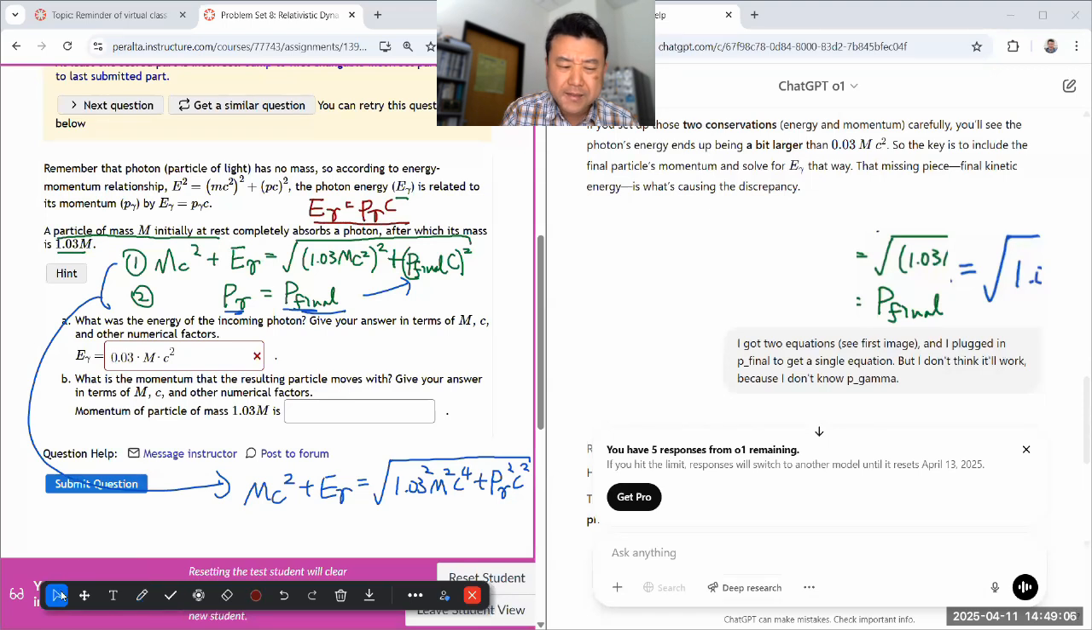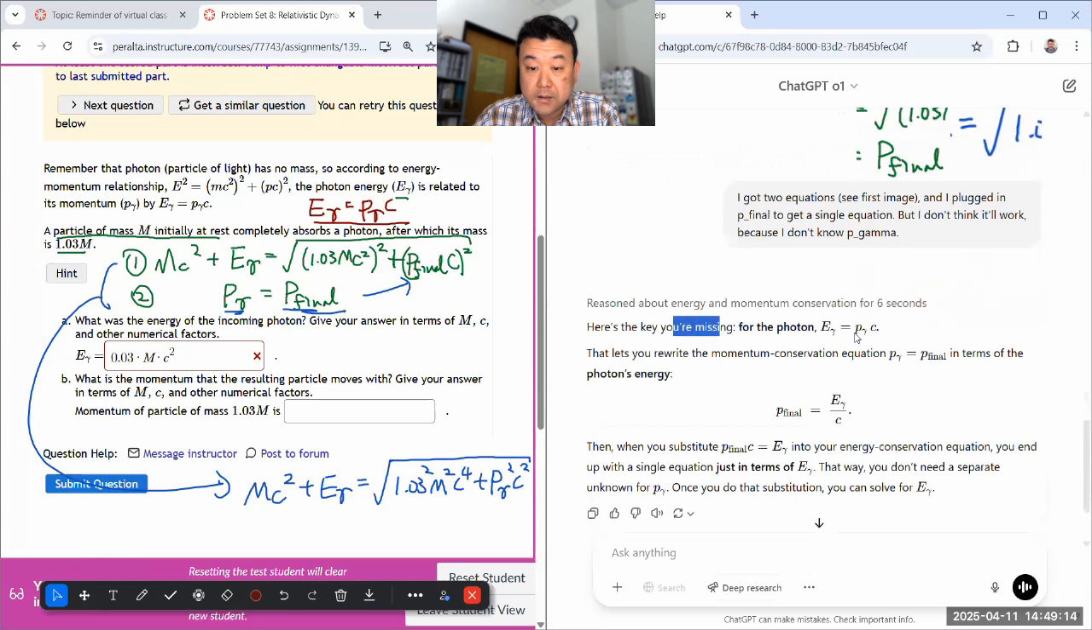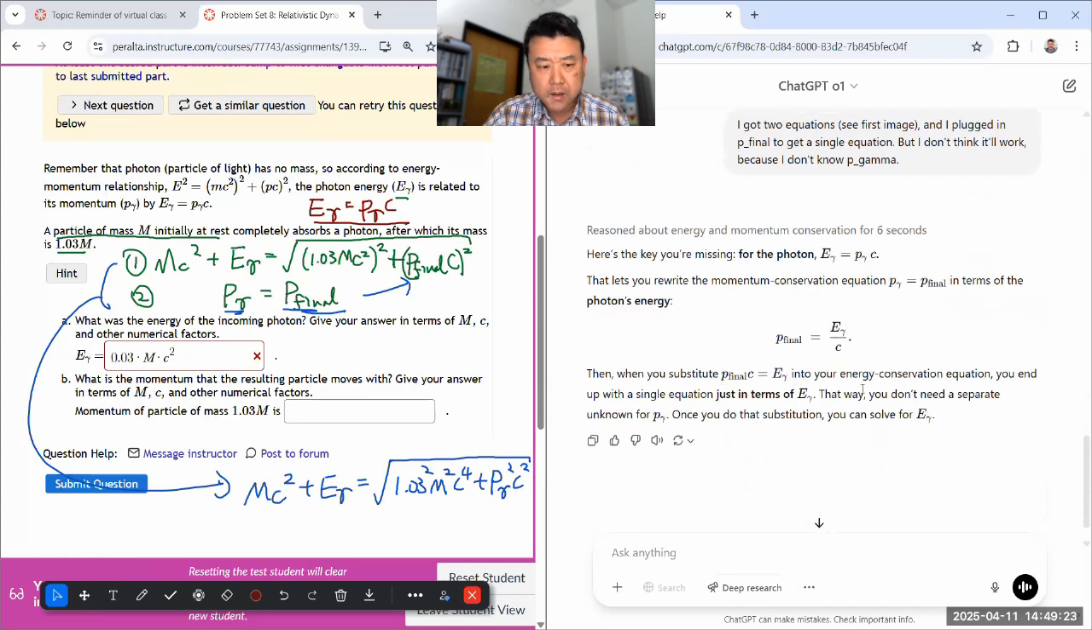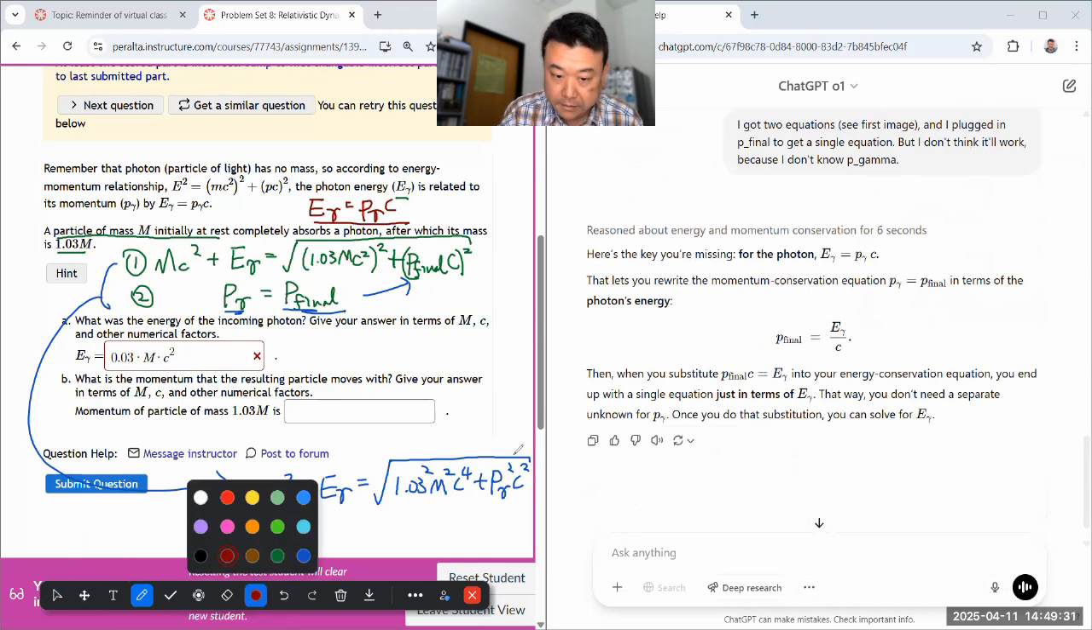If I do run out, I think I can use O3 mini high, but I'm trying to stick with the O1 for consistency's sake this semester. Yeah, for the photon, that relationship. And then once you've done that, you can basically just solve for E gamma. Don't know why I thought this question would be harder, like that you would need to use Lorentz invariants or something, but I don't think it's that hard.